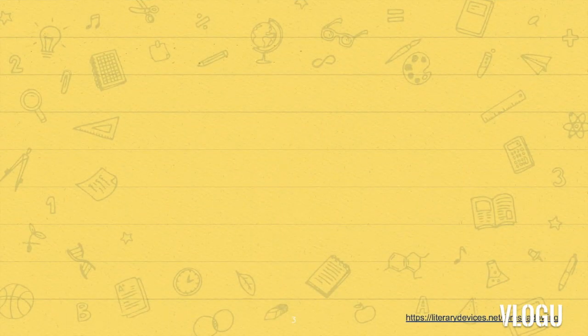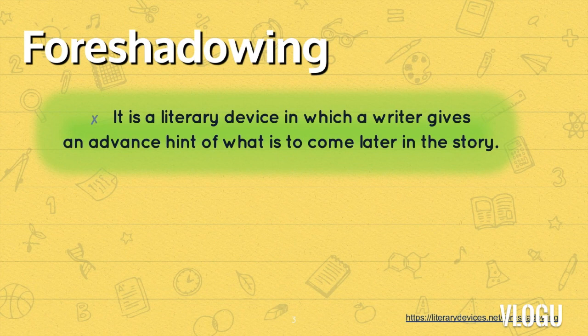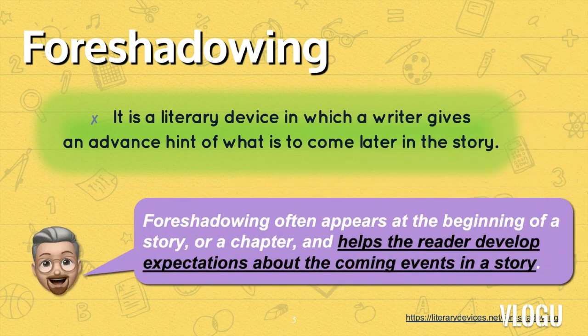So let's take a look at foreshadowing. It is a literary device in which a writer gives an advance hint of what is to come later in the story. Foreshadowing often appears at the beginning of a story or a chapter and helps the reader develop expectations about the coming events in a story.